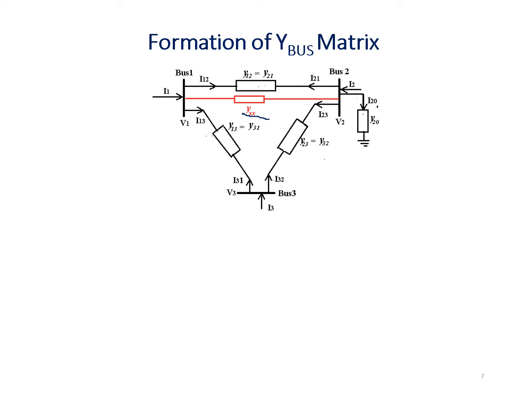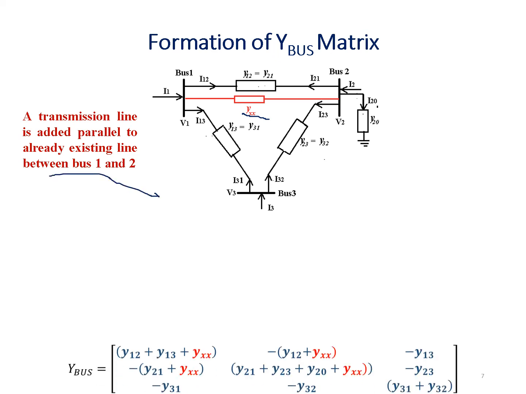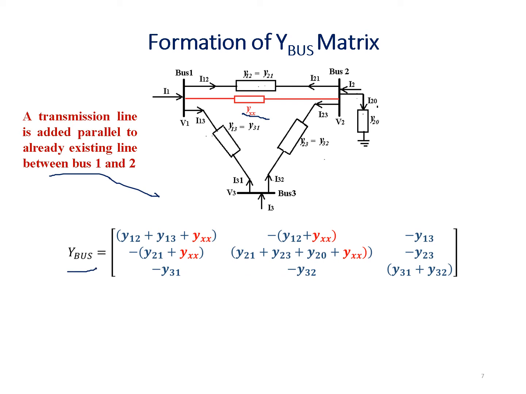Mind that here we introduce a line which is parallel to the existing line between bus 1 and 2. So this is the modified Y bus matrix. A transmission line is added parallel to the already existing line between bus 1 and 2. If you see the elements which are related to bus 1 and 2, only those elements are modified.